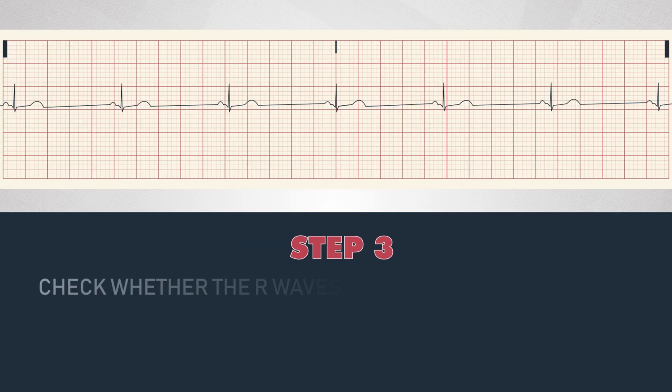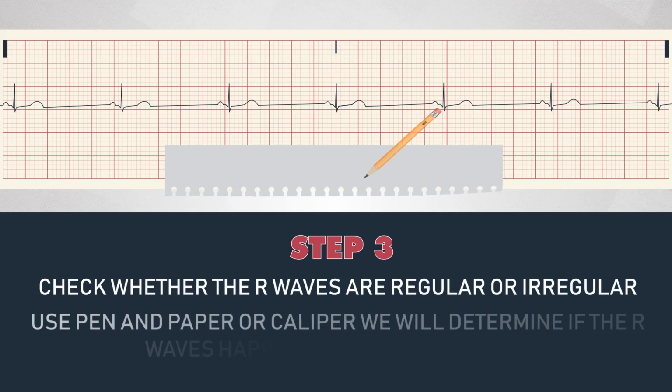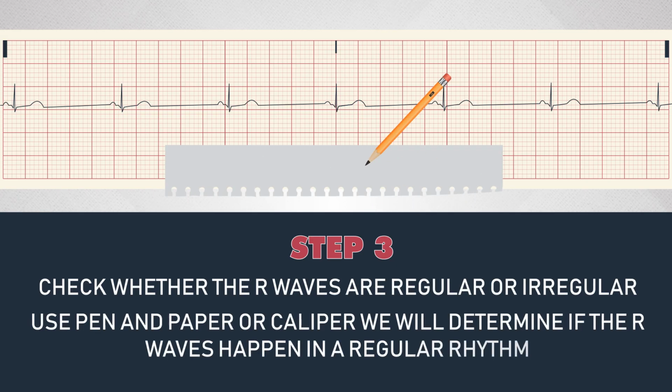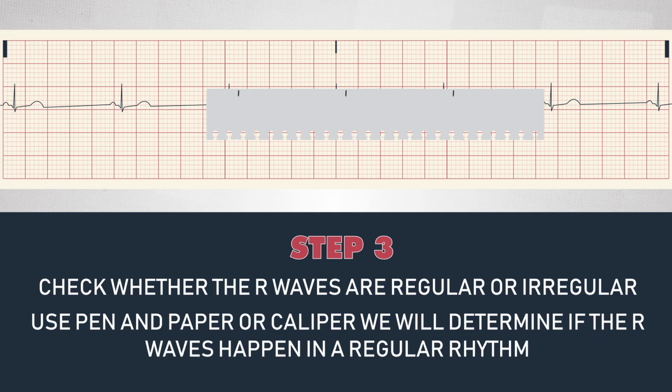Step 3: Check whether the R waves are regular or irregular. Use pen and paper or calipers. We will then determine if the R waves happen in a regular rhythm. Mark the first 3 R's, and if all the R waves align, this is regular.